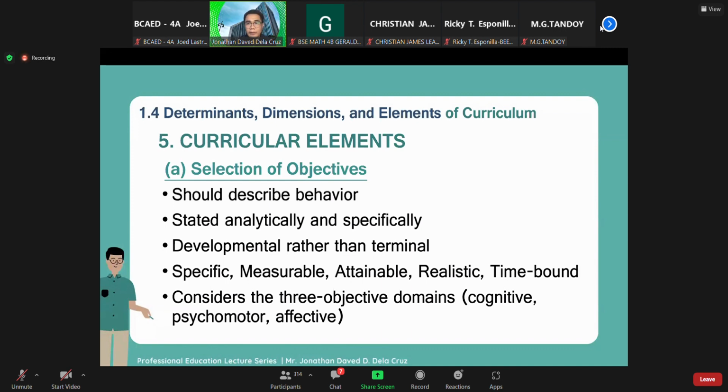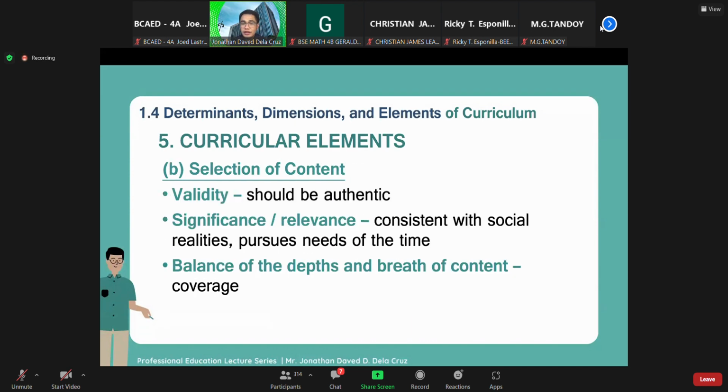Okay. So the first element of curriculum is selection of objective. As mentioned kanina, should describe behavior, state analytically. These are the things that I've mentioned kanina in developing your objectives. This is the same lang din. It should be smart, and should cover the three objective domains. The second one is selection of content.